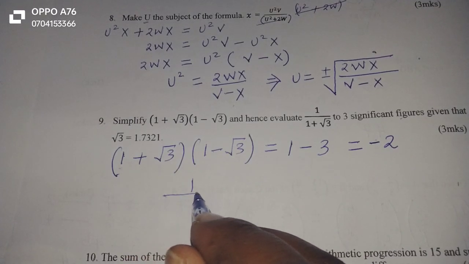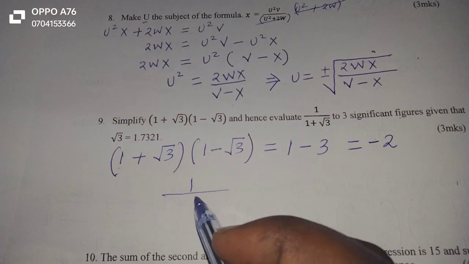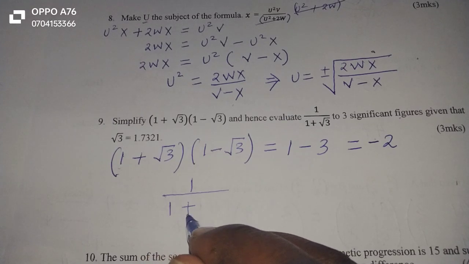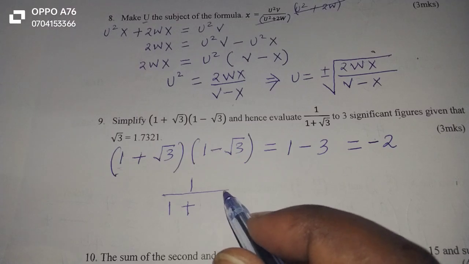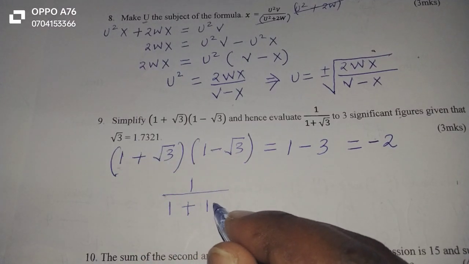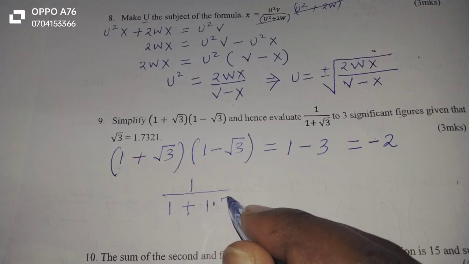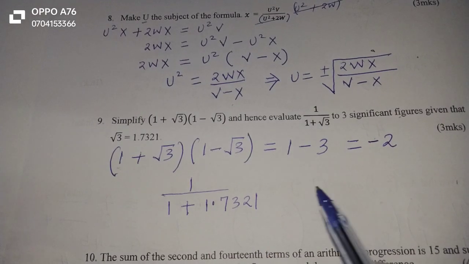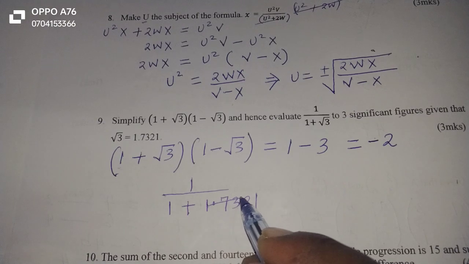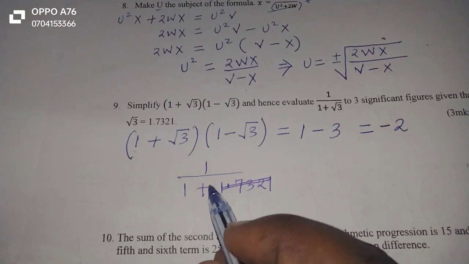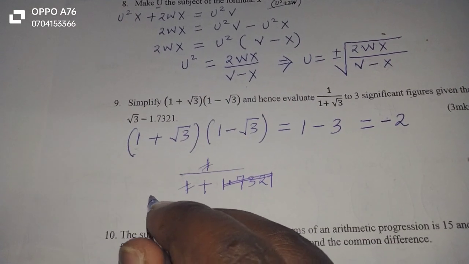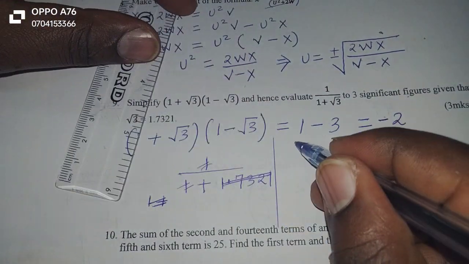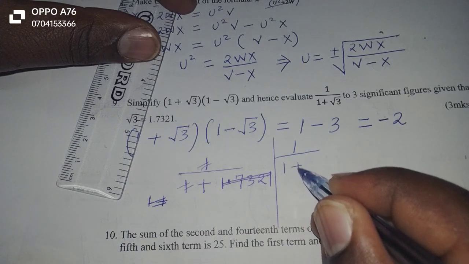divided by 1 plus root 3, taking root 3 as an equivalent of 1.73221. But before substituting it, let us talk about the root of 3 itself. Just a minute, sorry. This is going to be 1 divided by, let me just rewrite it here, 1 over 1 plus the root of 3.